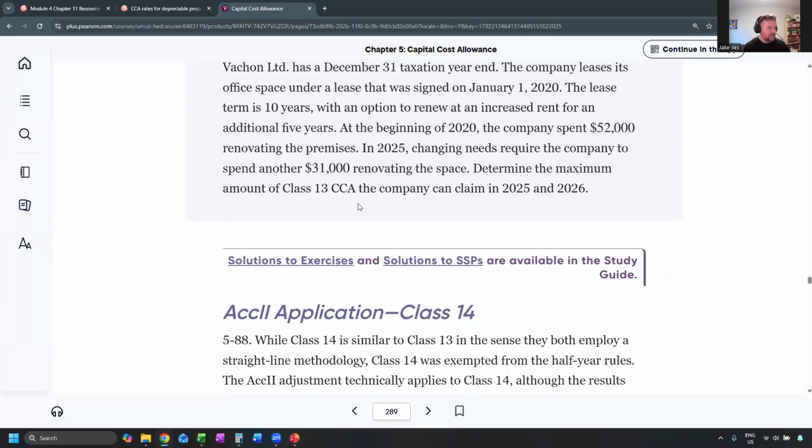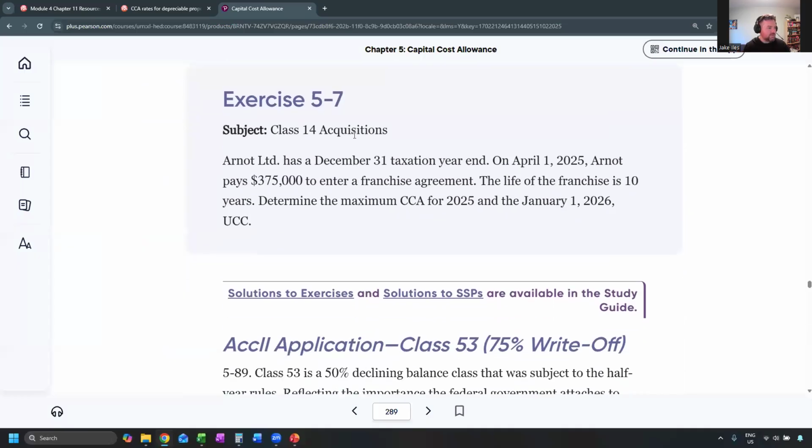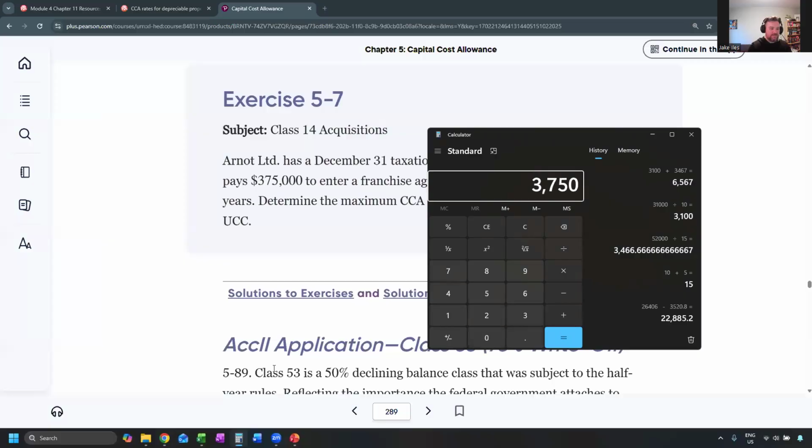So for our case, Class 14 acquisitions, R0 has a December 31st tax year end. On April 1st, R0 pays $375,000 to enter a franchise agreement. The life of the franchise is 10 years. So $375,000, Class 14 uses a straight line. So every year we will deduct $37,500 for CCA.